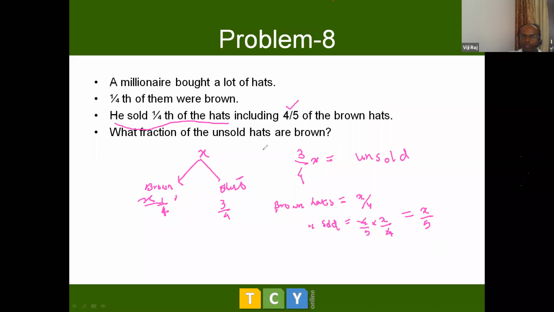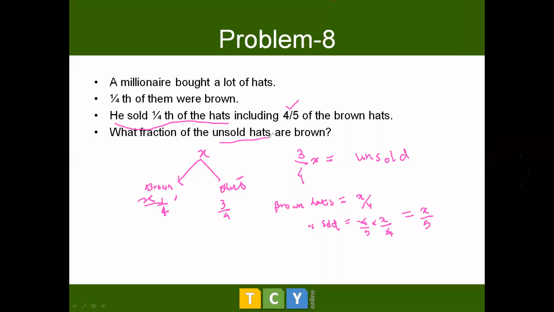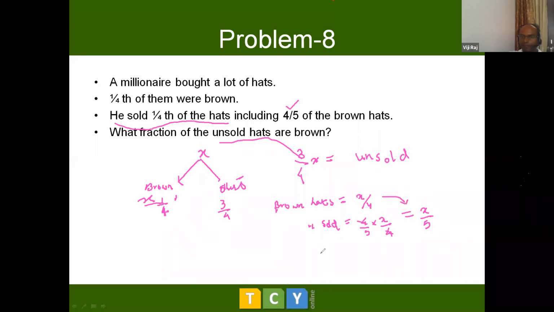right? So how many brown hats are unsold? We'll have to subtract x by 5 from x by 4. So x by 4 minus x by 5 should give you x by 20. Am I right? So this x by 20 is the unsold brown hats.